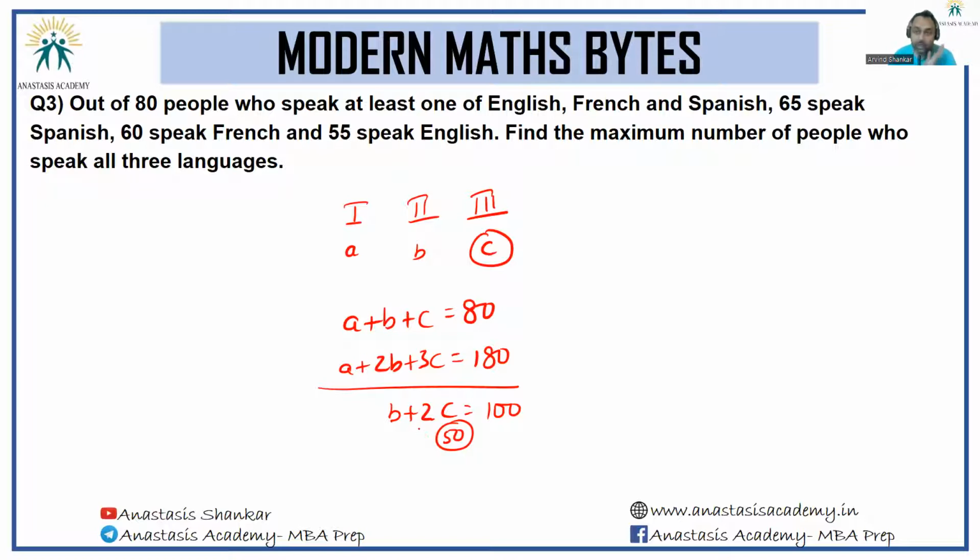But this is not the end of the work. The end of the work is checking the value of C that we have got against the cardinal number of the sets, which is the lowest one. 50 is the lowest one. So the answer would be 50.